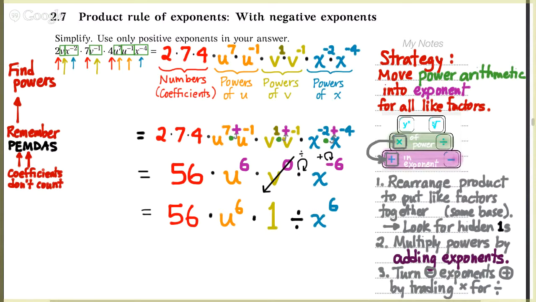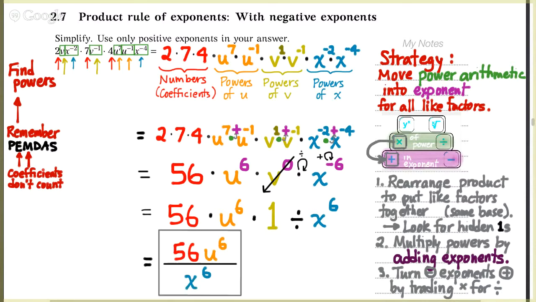So to completely simplify this, we're just going to make it easier on the eyes by not writing that multiplication by 1 explicitly, and also by taking that division sign, which is again kind of old and outdated, and turning it into a fraction bar instead. That has the effect of moving the x to the power 6 into the denominator, giving our final answer the form 56u to the 6th divided by x to the 6th.